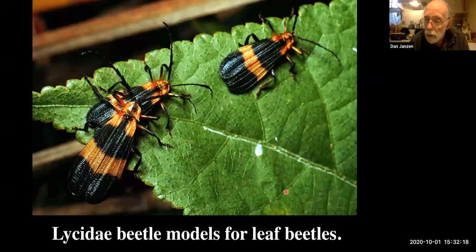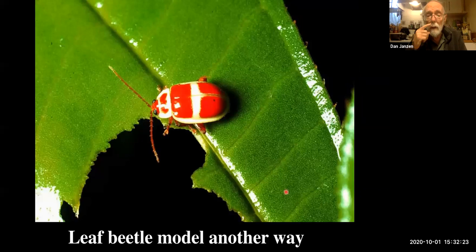Okay. Now this is another kind of a model that's not toxic. So how can it be a model? Bright red, very easy to get, sitting on top of the leaf, but it's not toxic. I give you a pair of forceps and you are to pretend you are a small bird. You can play for 5 hours trying to pick this beetle up with the forceps. You will not be successful.